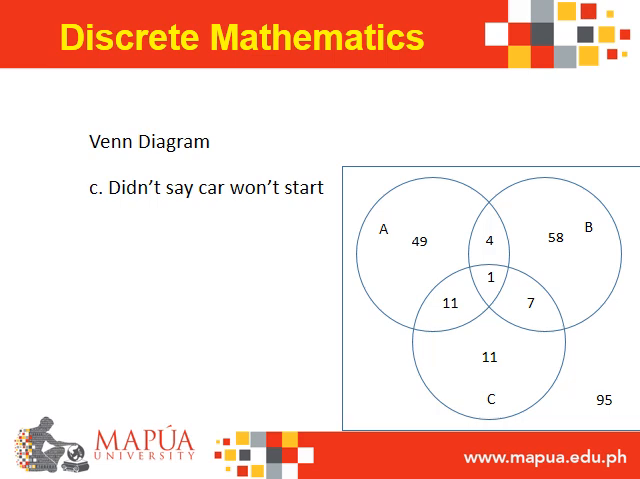For letter C now, if we try to determine the number of students who did not say their car would not start, that would mean, of course, the 49, the 11, and the 11, plus the 95, which in turn should give us a total of 166. The cardinality notation for this particular given event is now referred to as your complement of B.